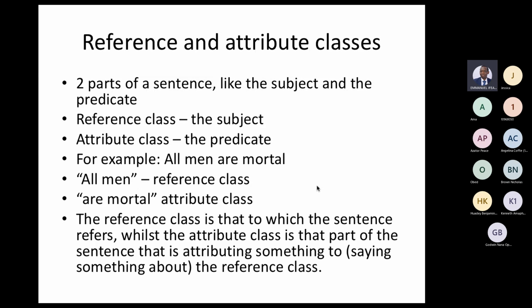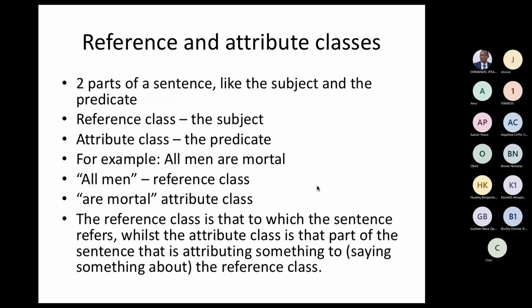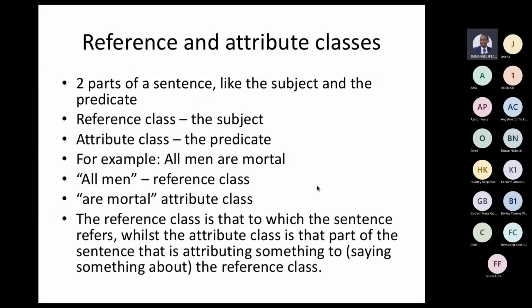Before we go into deductive reasoning, let's look at two parts of a sentence, which are analogous to the subject and the predicate. Now, when we are discussing arguments, we don't refer to the two parts of the sentence as subject and predicate. We refer to them as reference class and attribute class. So the reference class is analogous to the subject. The attribute class is analogous to the predicate. For example, all men are mortal. All men is a reference class. Are mortal is the attribute class. So the reference class is that to which the sentence refers, whereas the attribute class is that part of the sentence that is attributing something to or saying something about the reference class.